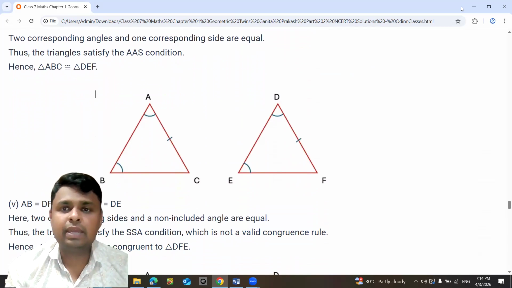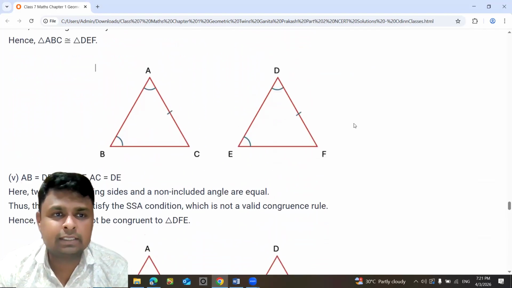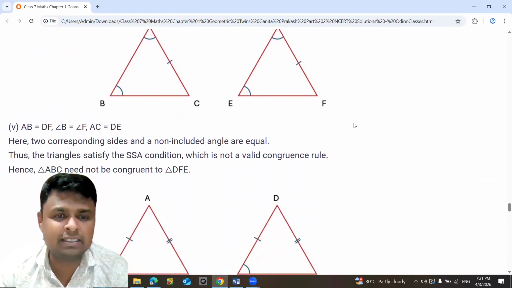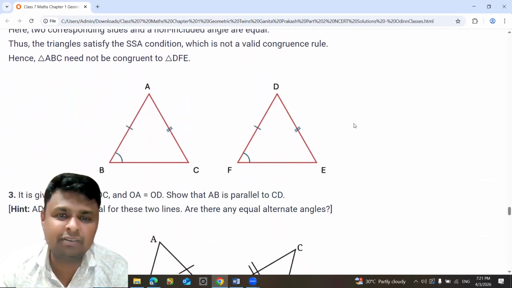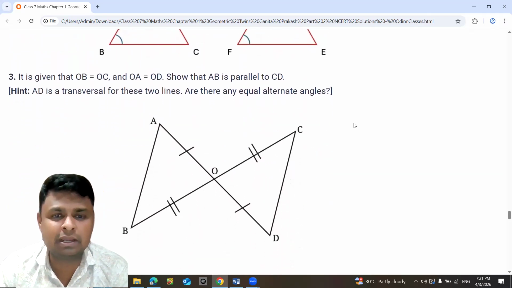Okay. Then further, yes, so let us continue. Then we have this one. You can easily understand the test. Looking at the figure, you have understood the different tests. Look at this one now.